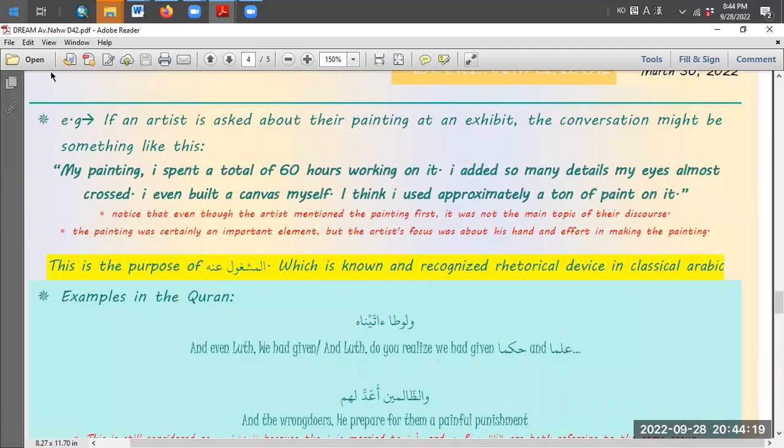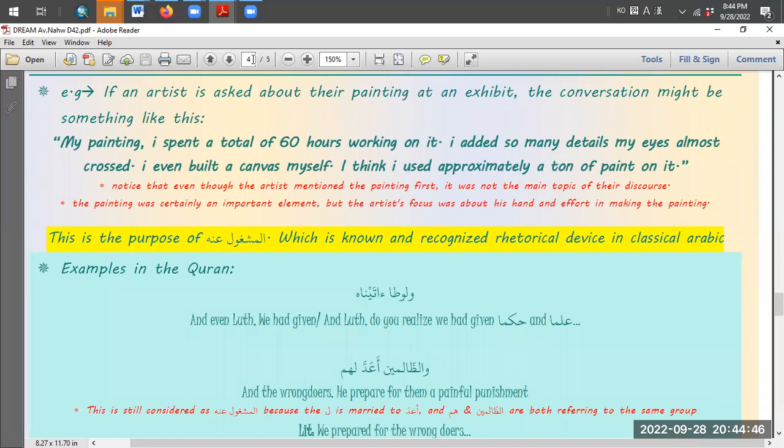Okay, this is the example. If an artist is asked about their painting at an exhibit, the conversation might be something like this. My painting, I spent a total of 60 hours working on it. I added so many details, my eyes almost crossed. I even built a canvas myself. I think I used approximately a ton of paint on it.